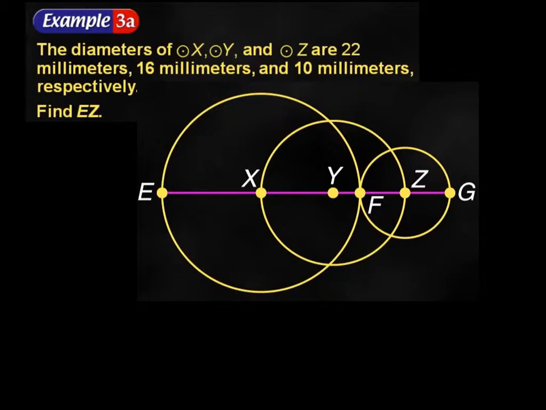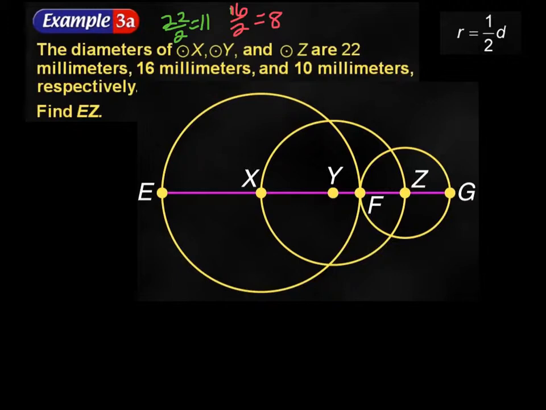The diameters of circle X, circle Y, and circle Z are 22 millimeters, 16 millimeters, and 10 millimeters. And they ask us to find the radius. Hey, they finally gave us units. They're millimeters. We know that radius is half a diameter. So for circle X, if we take 22 divided by 2, we get 11. For circle Y, 16 divided by 2 is 8. And for circle Z, 10 divided by 2 is 5. Okay, so there's my 11.